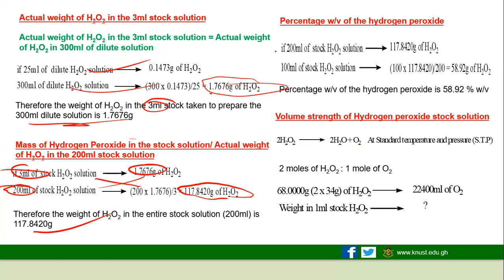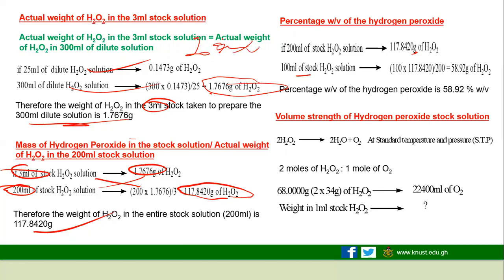Now the percentage concentration is the amount in grams over the volume in 100 mils, right? Or the amount of the substance in 100 ml of the solution. Very simple. Now the stock given is 200 mils. And so if 200 corresponds to this amount, 100 ml will correspond to what? Right?